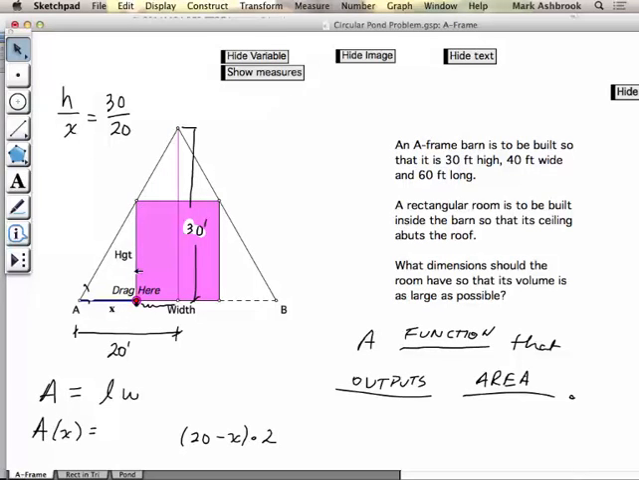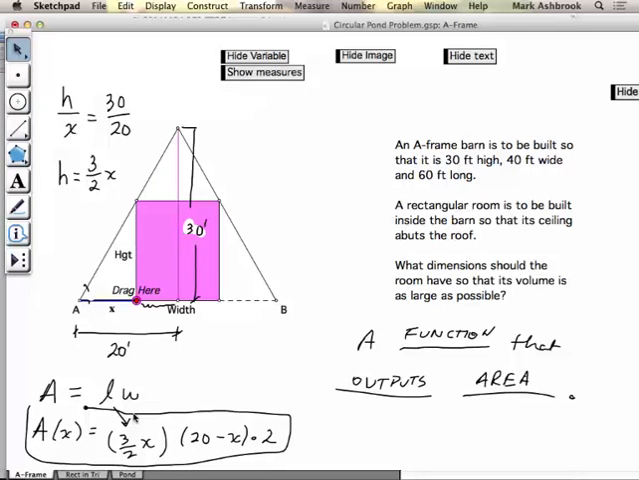And we want this height dimension, which is then 3/2 x. So that's this dimension. We got the width dimension. So what we're calling the length is 3/2 x. There it is. There's our centerpiece of the solution. It's the area of this, dependent on how far we put the corner of the room from the corner of the A-frame, x.